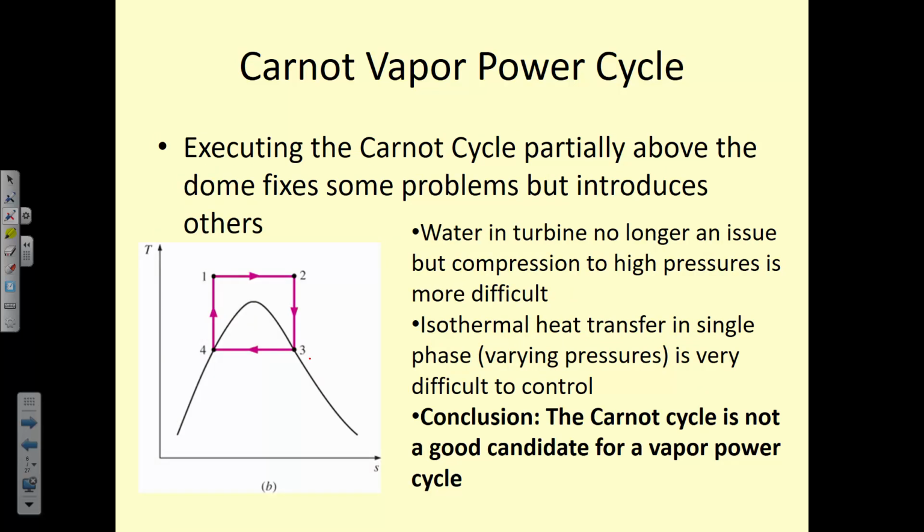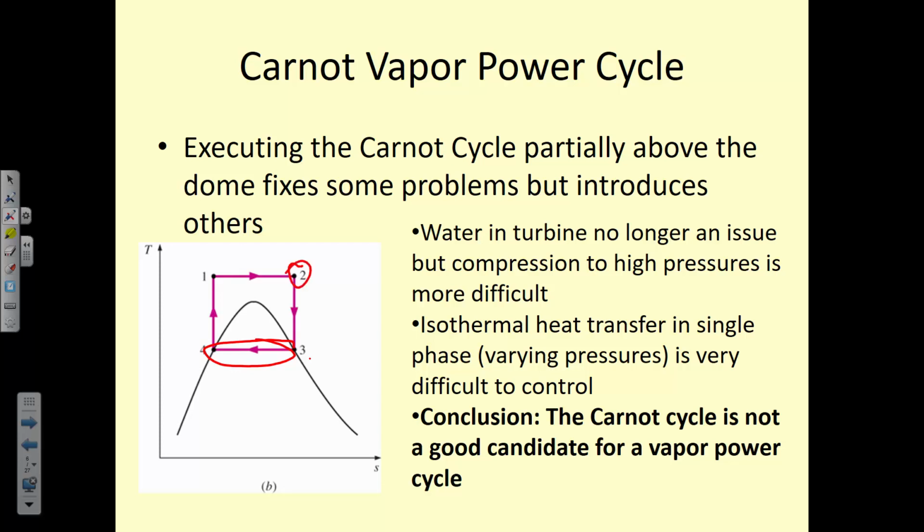Let's look at what happens if we try to operate above the dome, where a portion of the cycle is in the superheated region and a portion is in the subcooled region. It fixes some of the problems. State 3 to 4 is still an isothermal heat rejection process, which is easy to do.